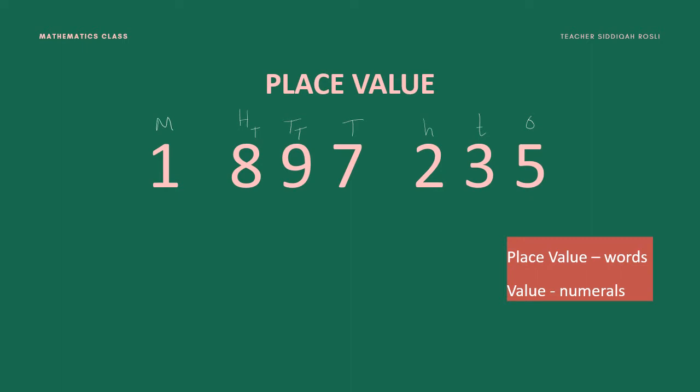Now, I'm putting a reminder over here. If it's asking for place value, then your answer is going to be in words. And if it's asking for value, your answer is going to be in numerals or numbers form. So the first question is, what is the place value of digit 9? So number 9 is right here, and we have labeled the place value right over here, and the answer is 10,000.